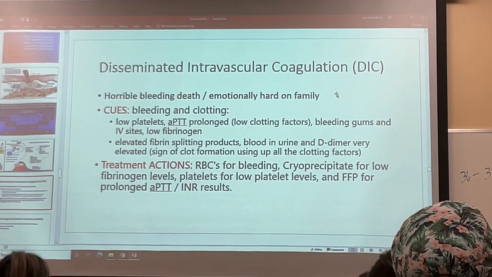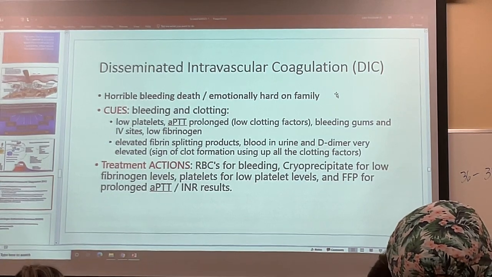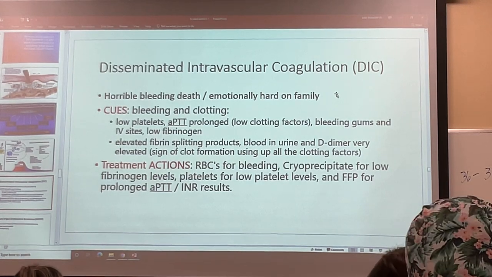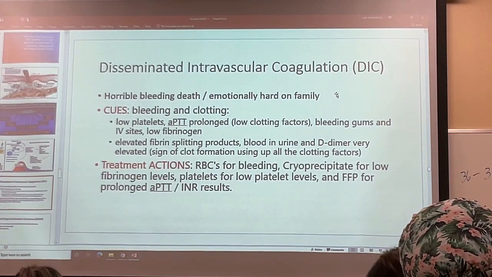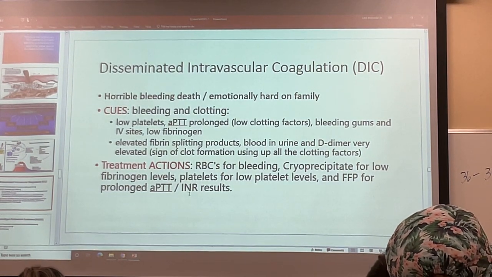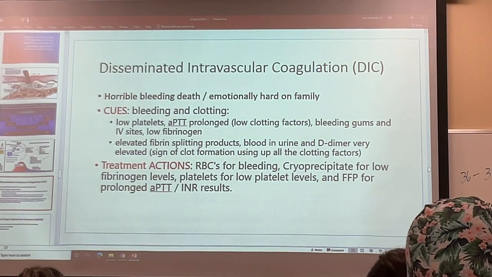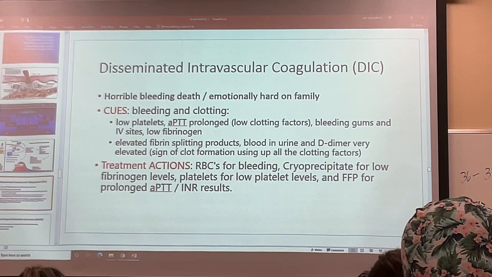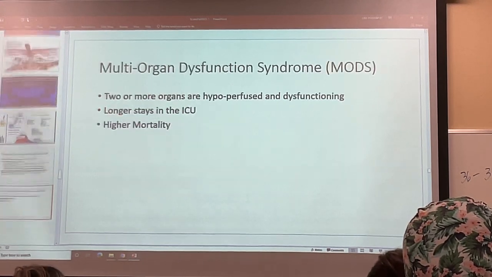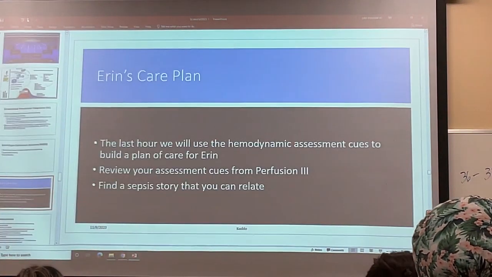All right, so how do we treat this? Well, if they're bleeding, we'll give them red blood cells. If their fibrinogen levels are low, we're going to give them cryoprecipitate. And platelets for a low platelet level, and fresh frozen plasma for the long PTT. Cryoprecipitate for the low fibrinogen. It'll also help lower, or shorten, your PTT. So those are the blood products that you will give if you develop DIC. And we said multi-organ dysfunction syndrome, two or more organs.